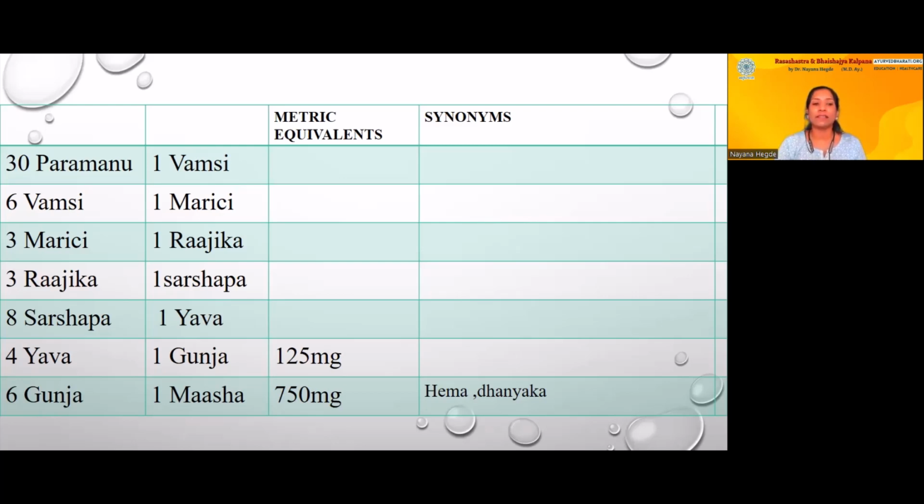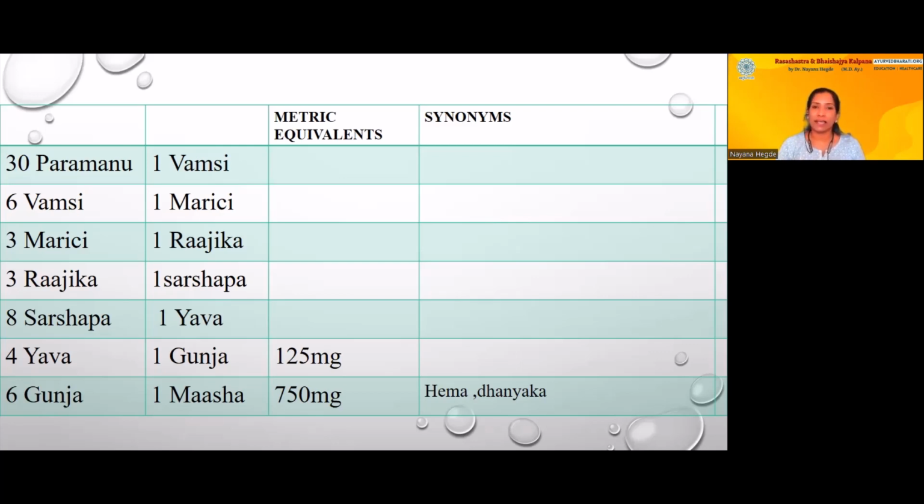Then 3 rajika is equal to 1 sarshapa. Sarshapa means the black variety of mustard. The weight of 8 sarshapa leads to 1 yava. Yava can be taken as barley. The weight of 4 yava is equivalent to 1 gunja.